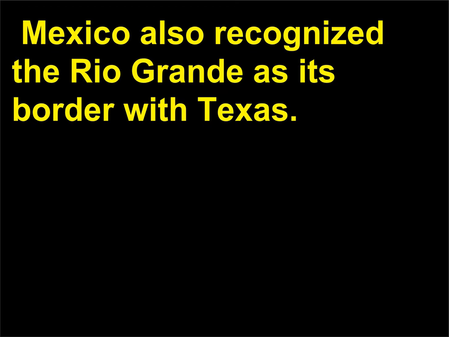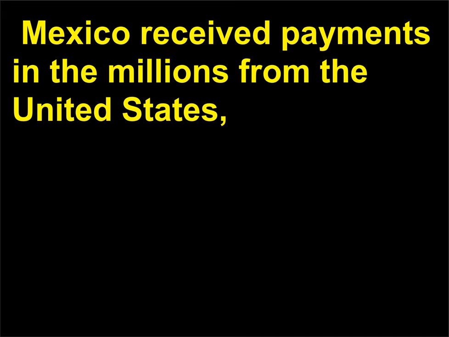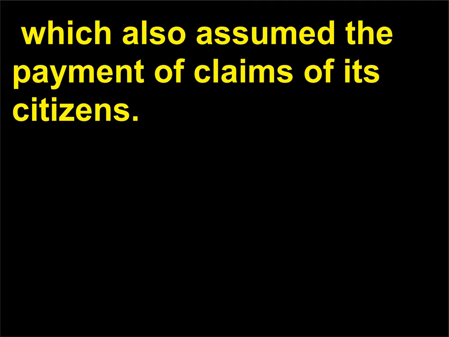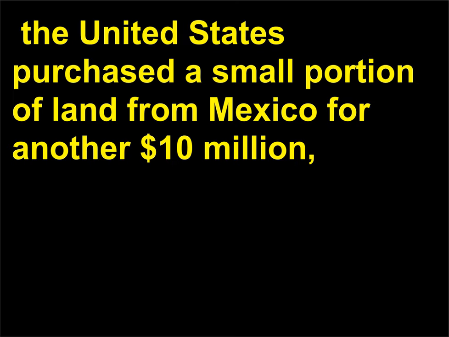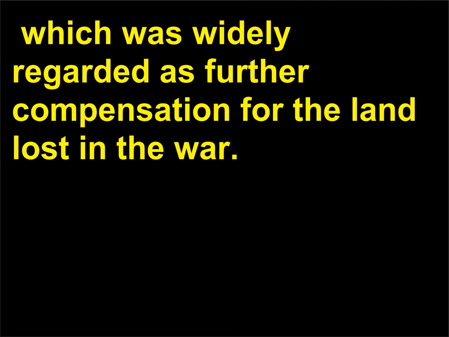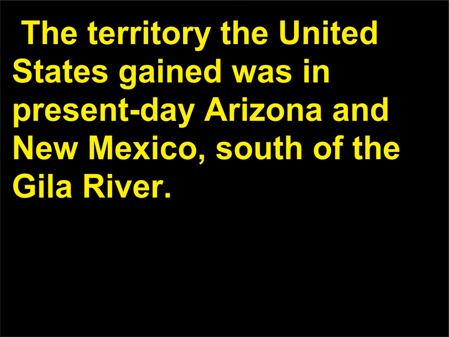Mexico received payments in the millions from the United States, which also assumed the payment of claims of its citizens. 5 years later, under the terms of the Gadsden Purchase, the United States purchased a small portion of land from Mexico for another $10 million, which was widely regarded as further compensation for the land lost in the war. The territory the United States gained was in present-day Arizona and New Mexico, south of the Gila River.